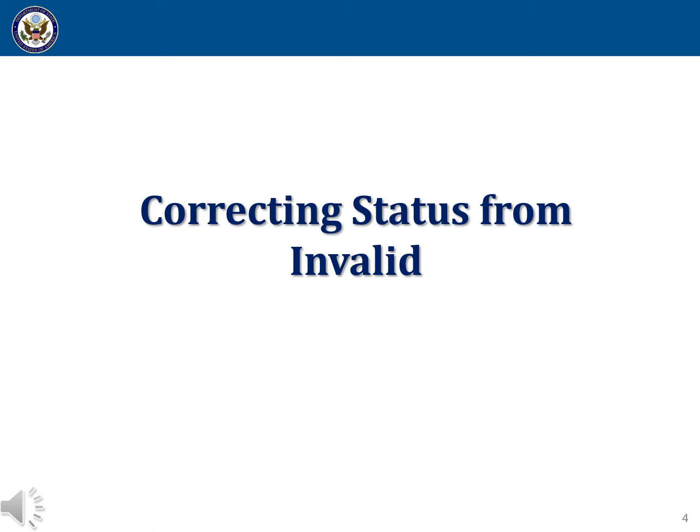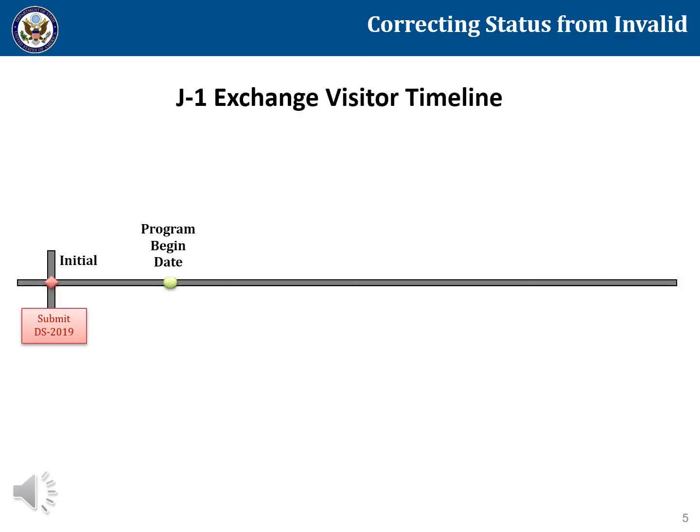Let's first look at correcting status from invalid. The status of an exchange visitor's record can be changed from invalid to initial or active. We will look at both scenarios. An exchange visitor status automatically changes from initial to invalid when the record has not been validated within 30 days of the program begin date and there is no port of entry information on the record. The RO or ARO can also manually change the status of a record from initial to invalid.